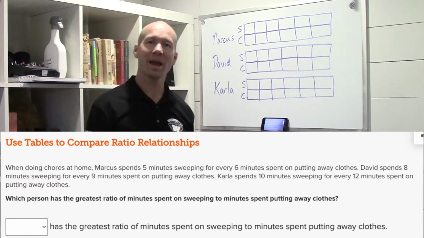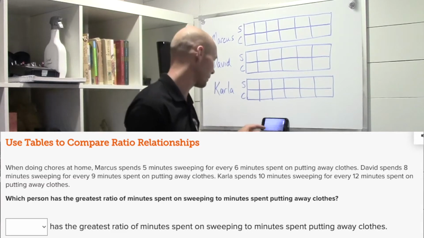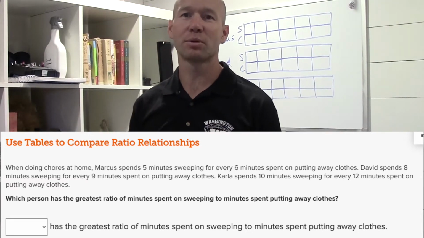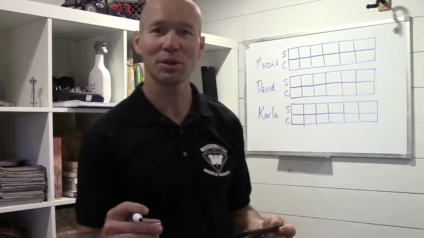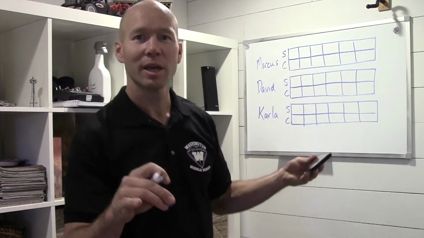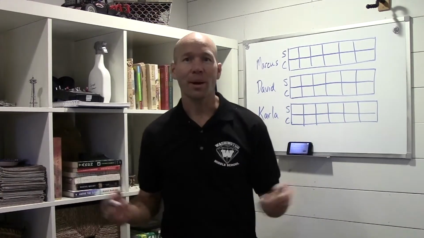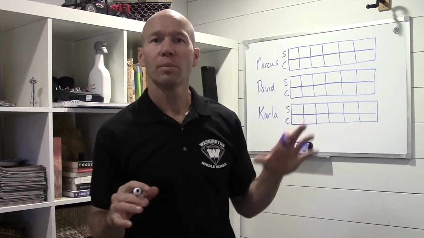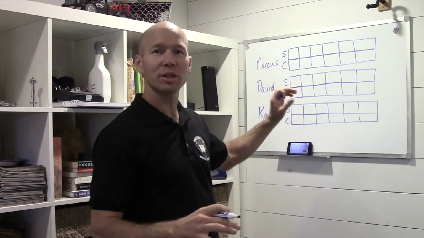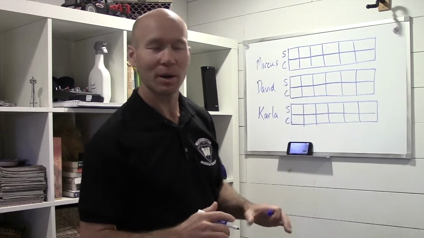Now let's compare these 3 ratio tables and see if we can find an answer to that question. Which has the greatest ratio of minutes spent on sweeping to minutes spent putting away clothes? Can we put that together? Why don't you pause this, build your ratio tables, and do your work, and then come back and we'll compare our work together. Alright, take a moment to pause this video and then fill in the information that you know right now. While you do that, I'm going to do my work right here.